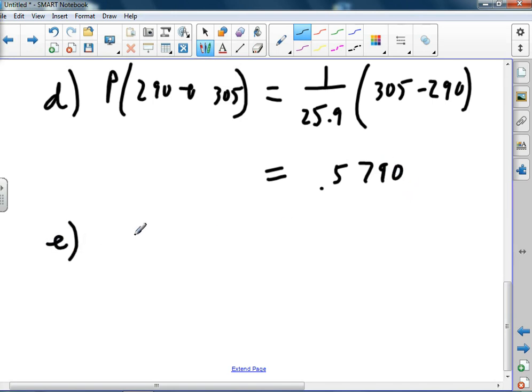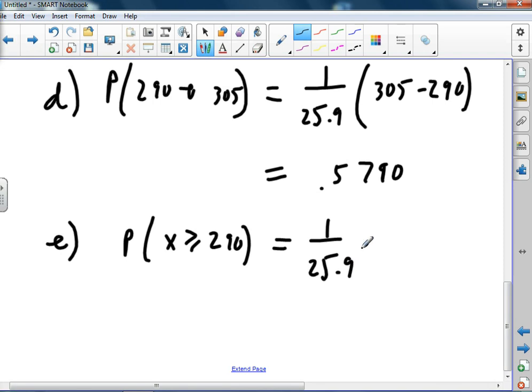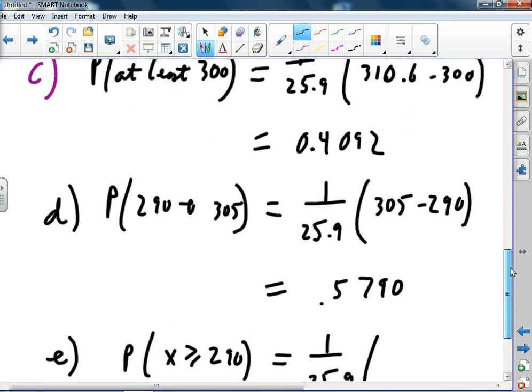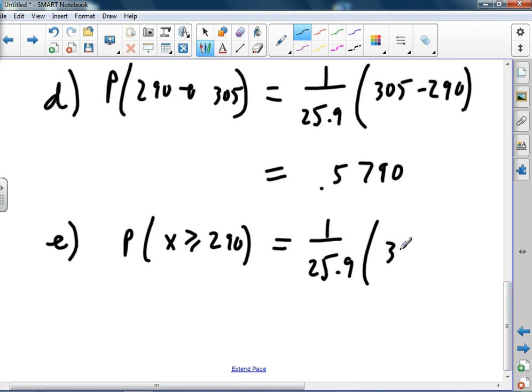E: How many of these golfers drive a ball at least 290? Probability that X is greater than or equal to 290. 1 over 25.9 times, what's the top guy again? 310.6 minus 290. That gives 0.7952.